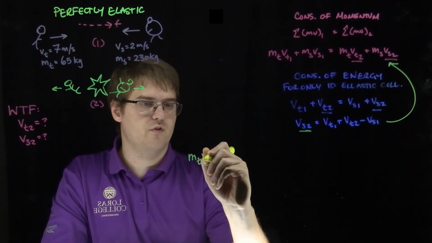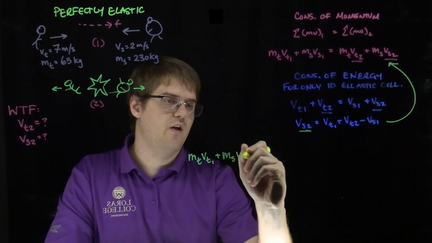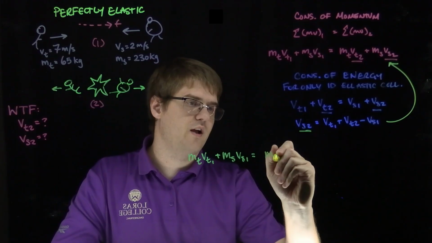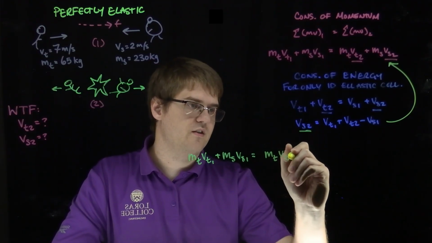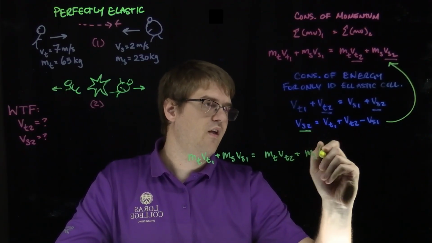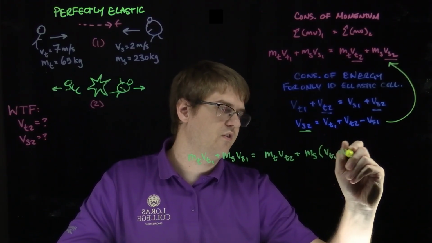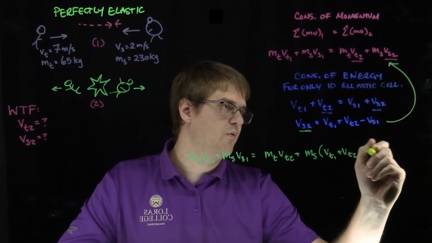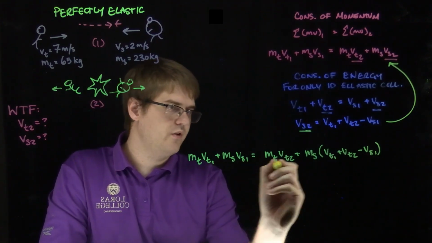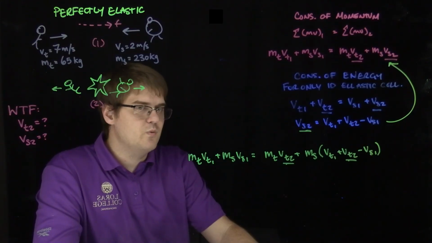Mass of the track star times velocity of the track star at time 1 plus mass of the sumo wrestler times velocity of the sumo wrestler at time 1 is going to be equal to mass of the track star times velocity of the track star at time 2 plus mass of the sumo wrestler times velocity of the track star at time 1 plus velocity of the track star at time 2 minus velocity of the sumo wrestler at time 1. And at this point, the only value I don't know is this value and this value, which is the same value. One equation, one unknown, we can solve it.